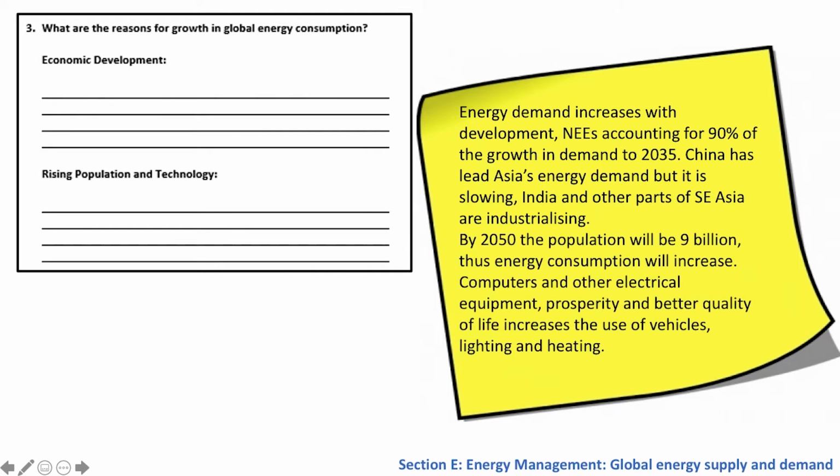The next part of the question is talking about rising population and technology. So if population is rising, then it makes sense that the need for energy is also going to rise at the same time. It says here, by 2050, the population will be 9 billion. Thus, energy consumption will increase. Computers and other electrical equipment, prosperity and better quality of life increases the use of vehicles, lighting and heating.